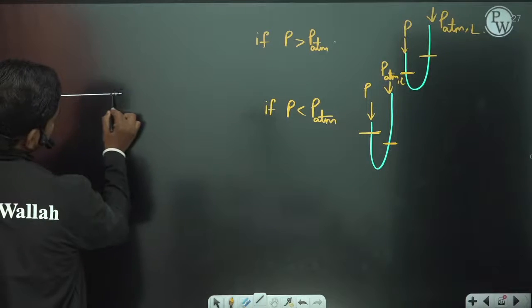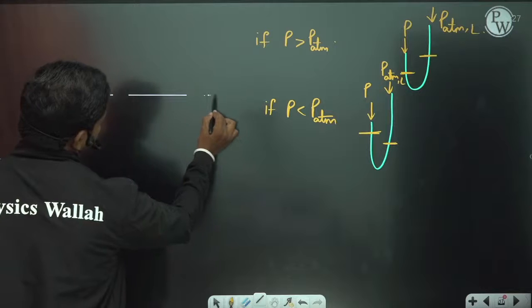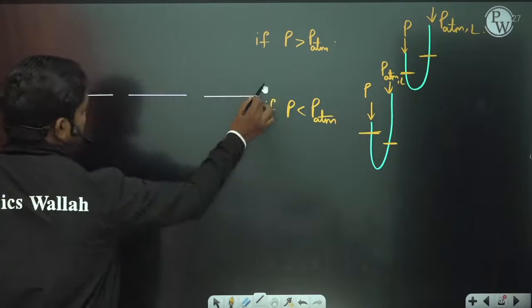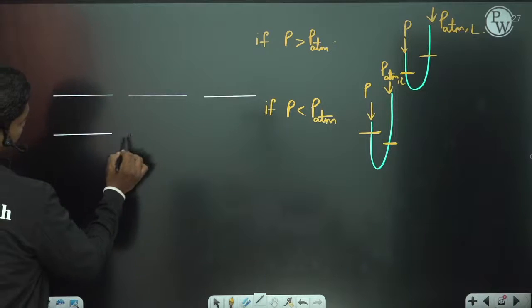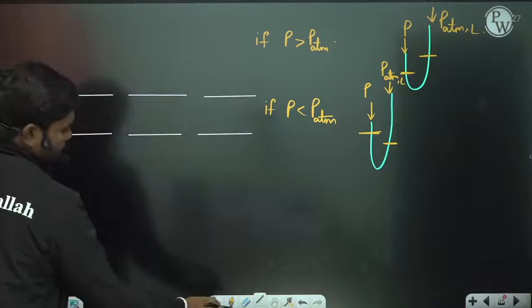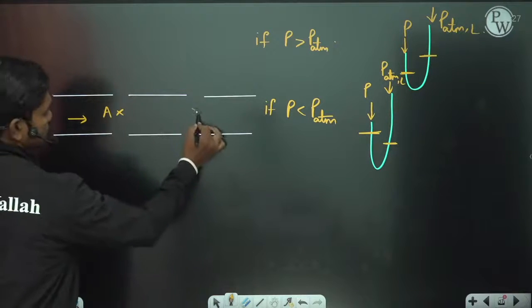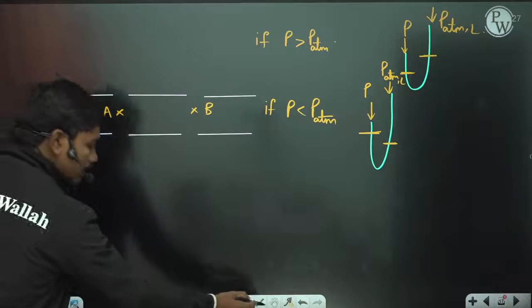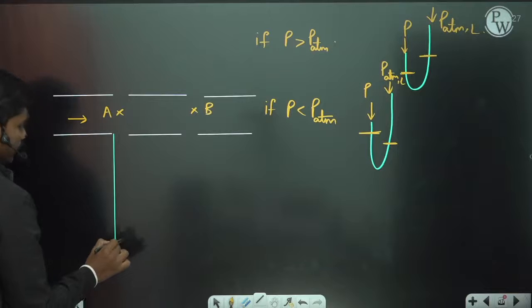Let us suppose there is a pipeline in which there is a flow that is taking place. Okay, so there is certain flow. This is location A, this is location B. Now let us suppose you have normal manometer, you have normal U-tube manometer.